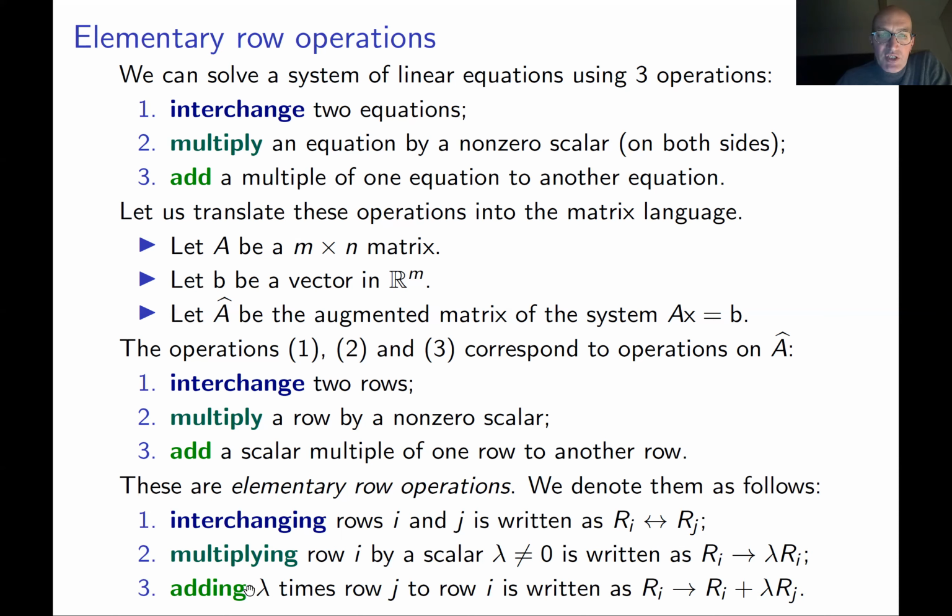And the final operation: if you take the jth row, multiply it by some lambda and add to the ith row, this is written like this. The ith row, which we denote by Ri, is replaced by Ri plus lambda Rj. Okay, this is very algorithmic. This is very transparent. So these are called elementary row operations.